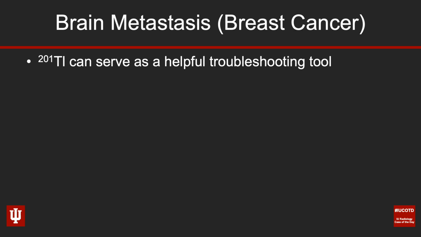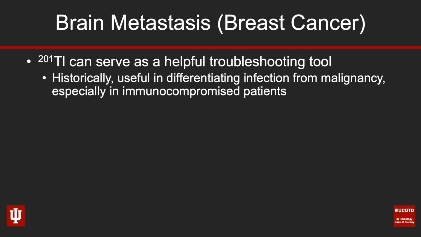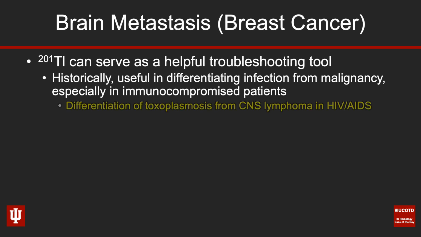So even though it seems like thallium 201 is sort of an old school technique, and in many ways it is, it still can serve as an important troubleshooting tool. Historically, it's been employed for differentiating infection from malignancy. That's where it really shines in its traditional role, especially in immunocompromised patients, in which CNS lymphoma can look very much like CNS infection, particularly toxoplasmosis. So that's been the major historical role of thallium for brain imaging, to differentiate CNS lymphoma from toxoplasmosis in patients with HIV/AIDS.